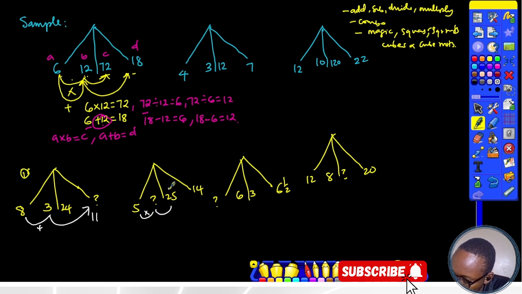So it means that 25 divided by 5 should give us this. So 25 divided by 5 should give us 5. Here is 5, guys. And in this case, the first part is missing. And how do we get this?